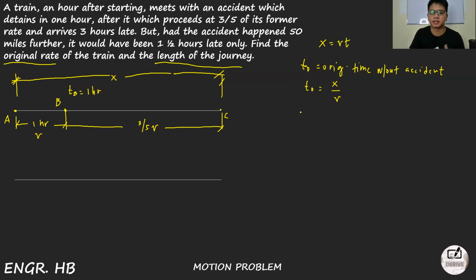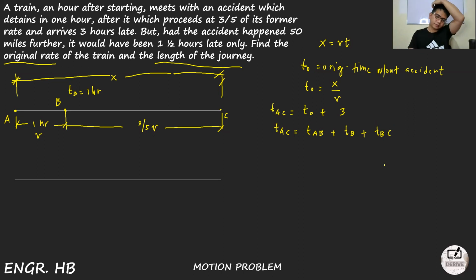Pero na-aksidente nga tayo. So ibig sabihin, yung total time from A to C is TO plus 3 hours. Tama? If this is your original, so i-zero mo to kung walang aksidente, pero meron. So TO plus 3. So TAC is equal to TO plus 3. So ang TAC naman natin will become yung total time from A to B plus yung isang oras na na-detain. And of course, yung oras from B to C, which is bumagal na siya.